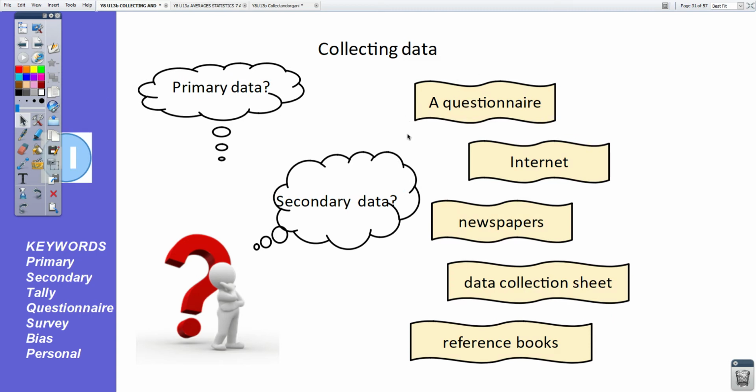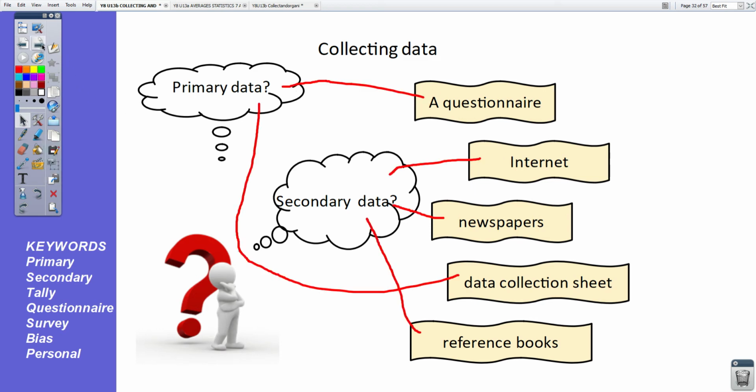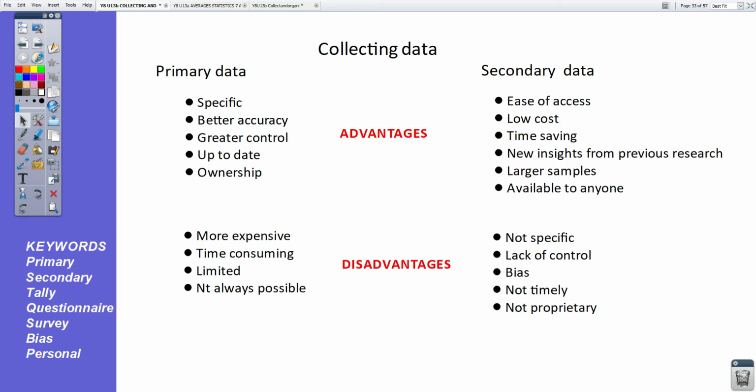Just before we get on to that, primary data from a questionnaire, secondary data from the internet and newspapers, primary data on a data collection sheet, and secondary data from reference books. In fact, I was going to ask you to do that as a question. I shan't bother now. That was just a very quick way of where we can collect that data. So, on to the advantages and disadvantages of primary and secondary data.